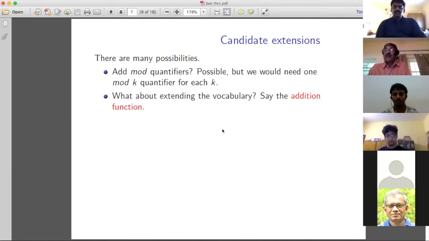Right? We have only order. We have positions, we have order. You can only say x less than y, right? What if I can do arithmetic on x and y? For instance, suppose you add the addition function.